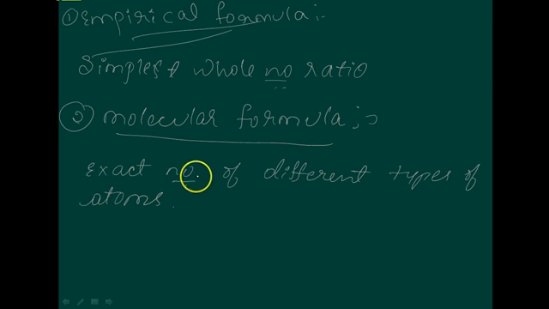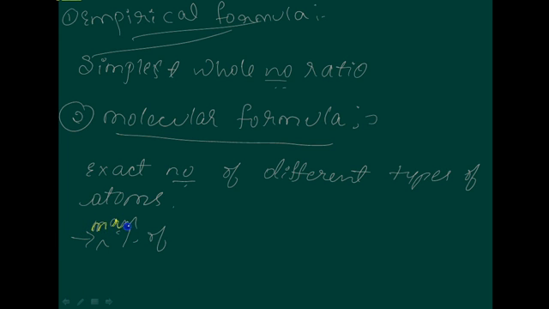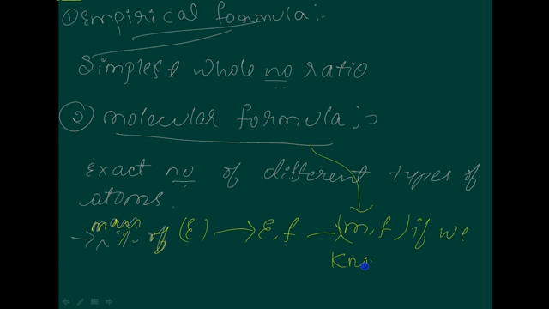So if the mass percent of various elements present in a compound is known, its empirical formula can be calculated. If we know the mass percentage of various elements, we can calculate the empirical formula. The molecular formula can be further obtained if the molar mass is known.